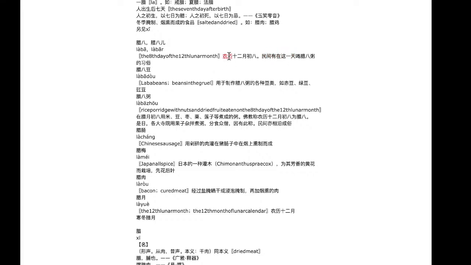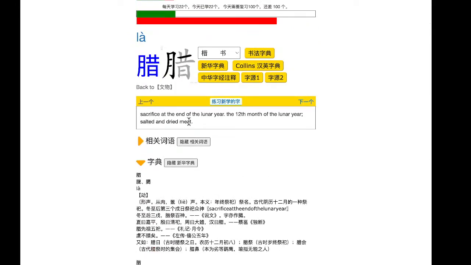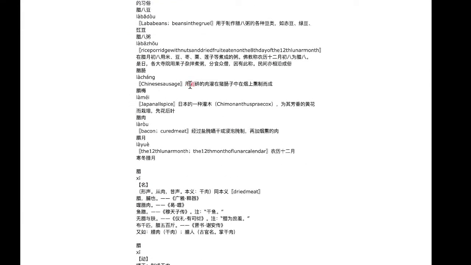lunar calendar. What is this? Like the agricultural calendar, that traditional calendar. There are some special dates in it, and on the 8th day of the 12th month, there are traditional foods that are eaten then. So those are contexts in which you'd still use this, but in terms of cured meat, you've got 腊肠, which are sausages, or 腊肉, which is like bacon.